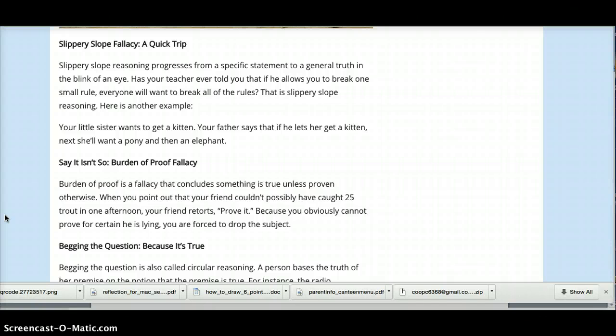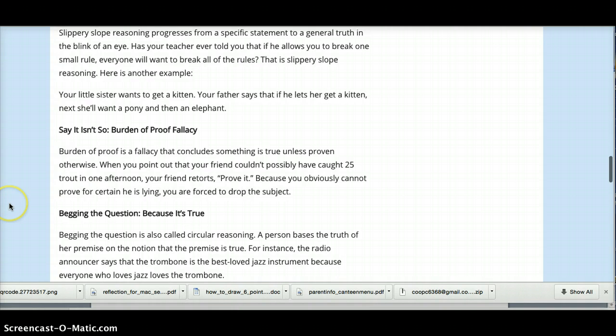Next one is a slippery slope. This is where your reasoning progresses from a specific statement to a general truth quite quickly. So generalizations can quite often fall into the slippery slope kind of rule. So has your teacher or anyone ever told you that if they allow you to break one small rule, then everyone will want to break all of the rules? That's called slippery slope reasoning. For example, when your little sister wants to get a kitten and your dad says that if he lets her get a kitten, then next she'll want a pony and then an elephant. Okay, it's completely unreasonable generalizations based on the fact that's at hand.